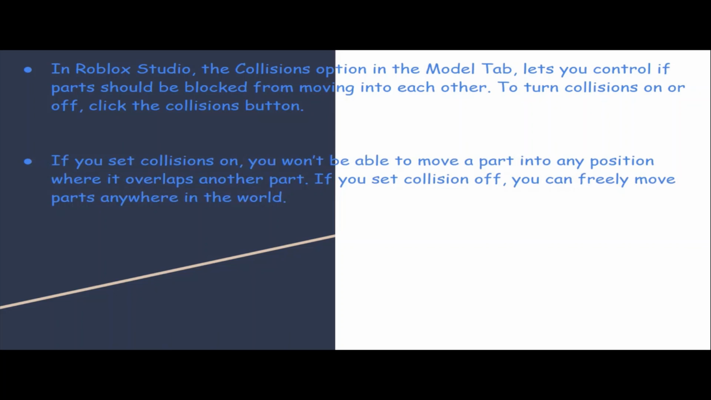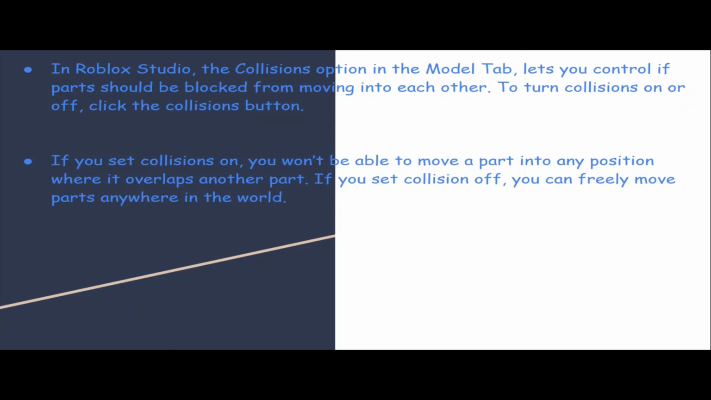So in Roblox Studio, the collisions option in the model tab lets you control if the parts should be blocked from moving into each other. To turn collisions on or off, click the collisions button. If you set collisions on, you won't be able to move a part into any position where it overlaps another part. If you set collisions off, you can freely move parts anywhere in the world.